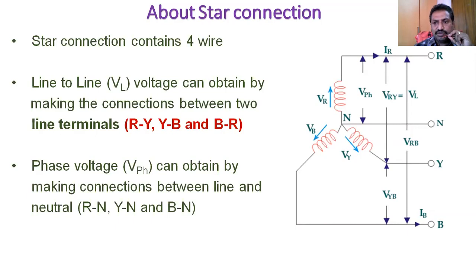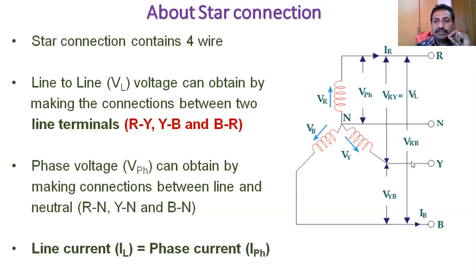Then we'll come back to the phase voltage. Remember how we get the phase voltage. The phase voltage is obtained between one line and neutral. See here, this is the phase voltage, and this is the line voltage. If you give the connection between R and neutral, or Y and neutral, or B and neutral, we'll get the phase voltage. So the phase voltage is represented as V phase. Then, the line current is equal to the phase current in case of star connection. So this is the introduction of star connection.